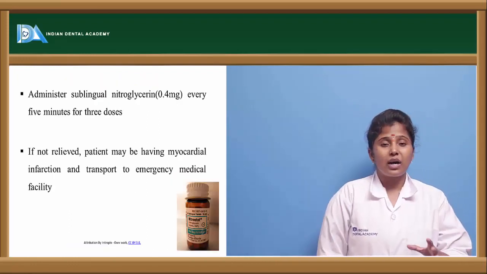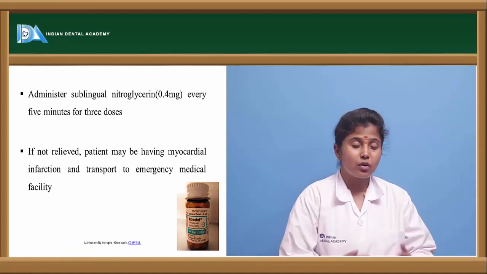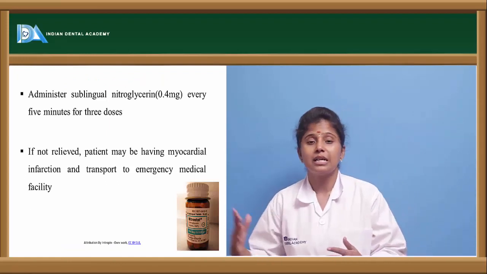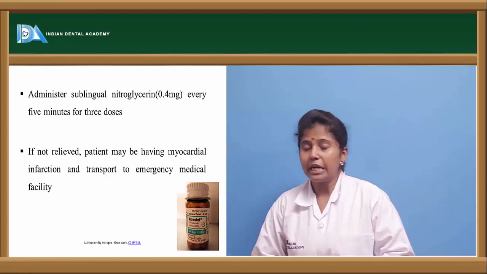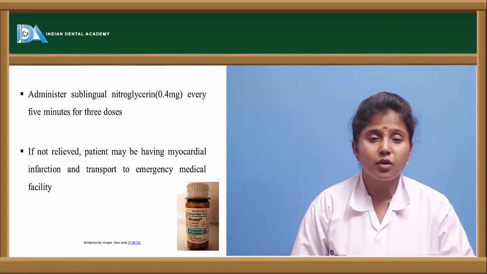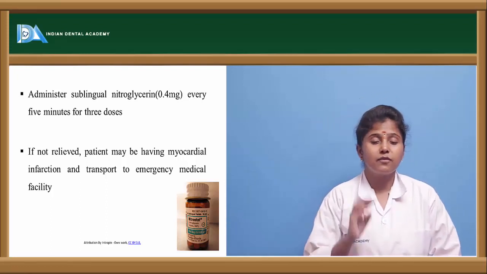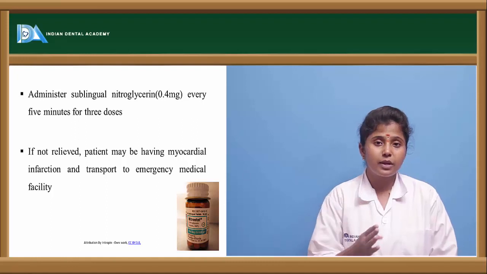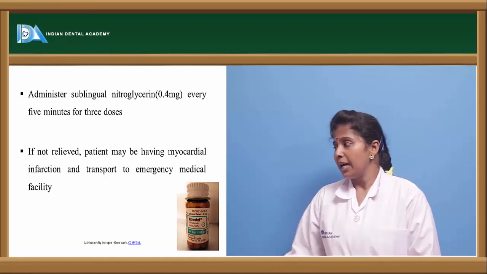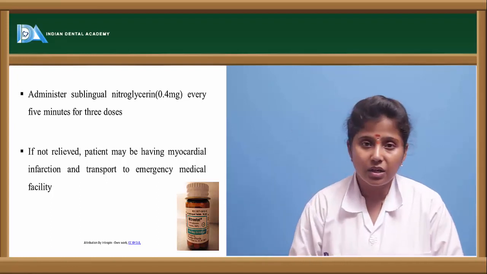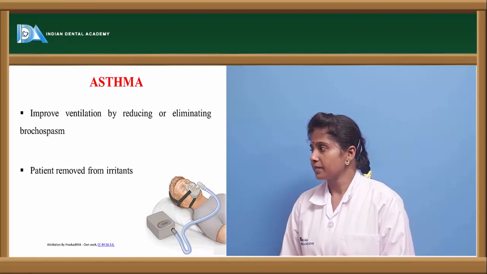So even though after you give the oxygen, the person is not able to resist or come out of that angina pectoris, then immediately nitroglycerin should be administered. Nitroglycerin at the dose of 0.4 mg every 5 minutes we have to give for 3 doses. So 3 doses should be given at 5-minute intervals, and thereby the person can be relieved to some extent. If he is still not relieved, then immediately the person should be taken to hospital.